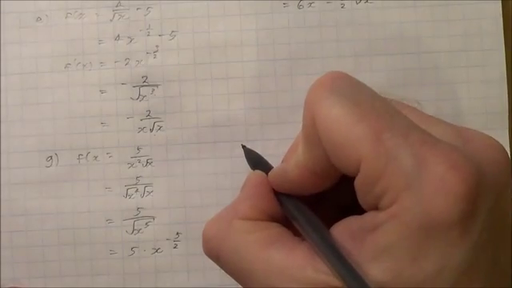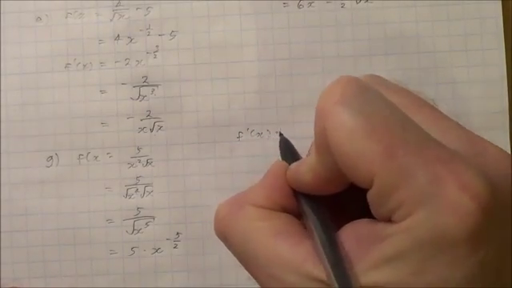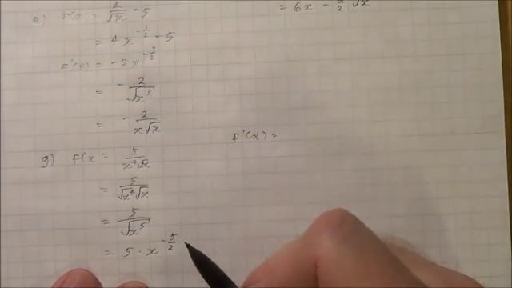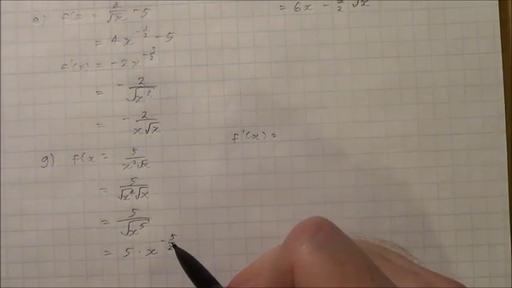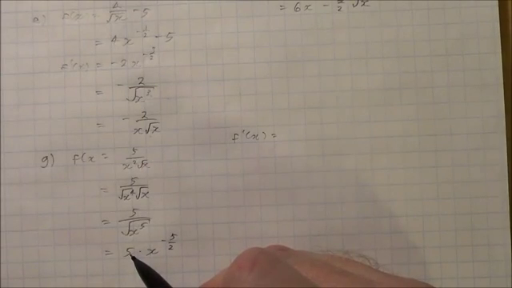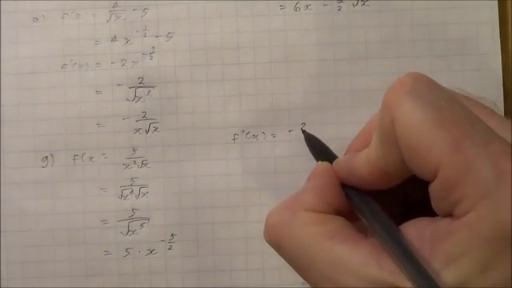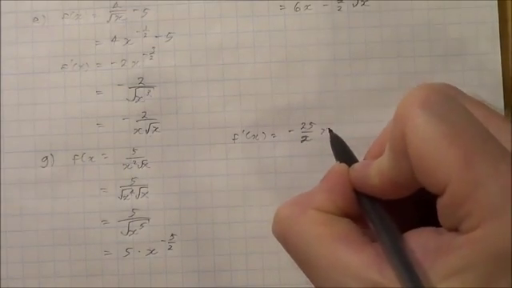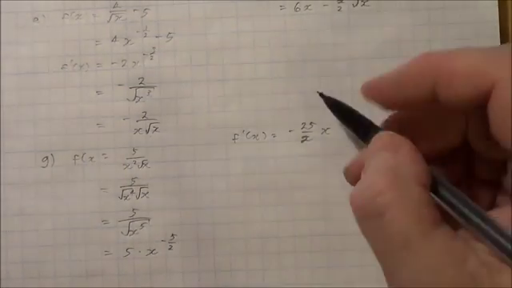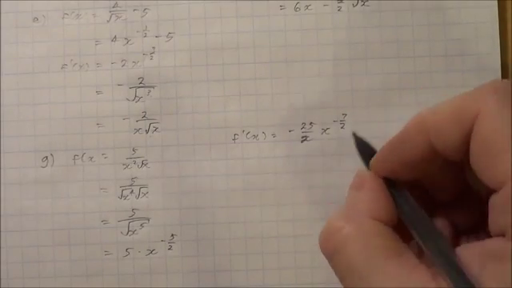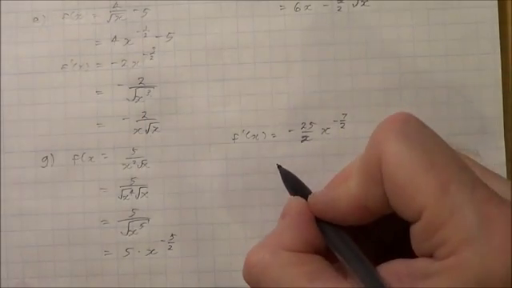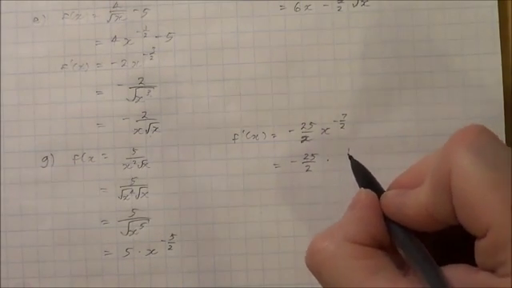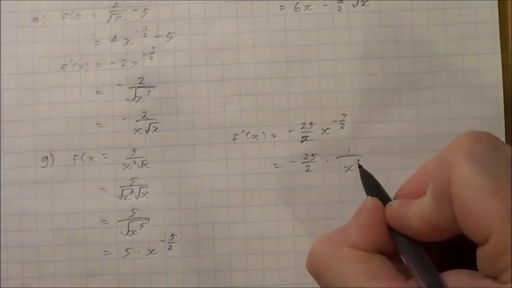So now we can take the derivative of this, find the gradient function, which is when I bring this negative 5 over 2 down and multiply by the 5 as the coefficient, we get negative 25 over 2 x, and subtract 1 from this to get negative 7 over 2. And then rewriting, negative 25 over 2 times 1 over the square root of x to the power 7.